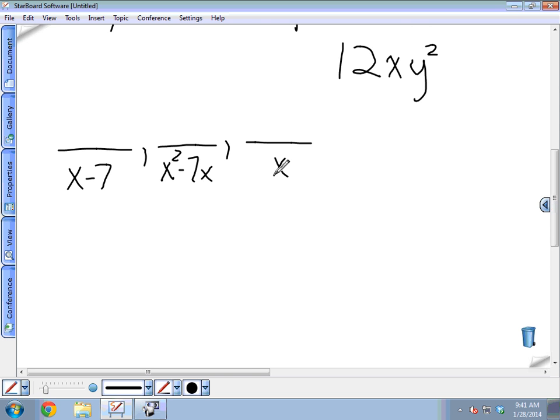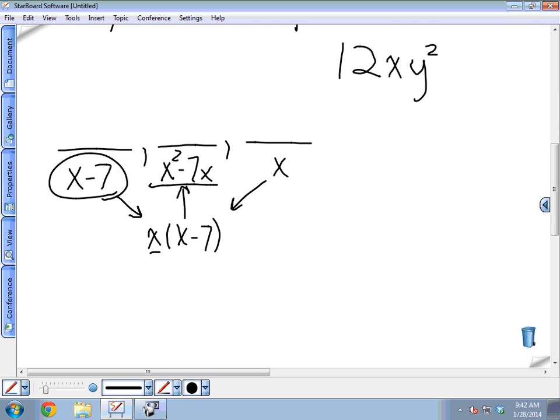Well, this one really, let's take a look at what this one right here is, because this is x times x minus 7, right? Doesn't that make sense that if this one is the product of these two, that this one, x minus 7, goes into this one, x times, and x goes into x squared minus 7x, x minus 7 times. So your common denominator here is x squared minus 7x. Okay?